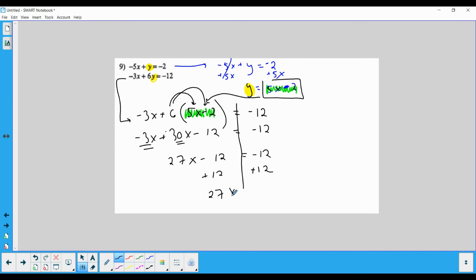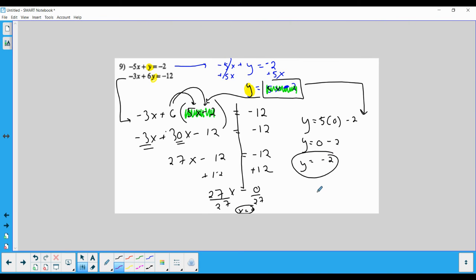I did this problem earlier. That's why I knew I had made a mistake. And so -12 plus 12 is 0. And I'm going to divide both sides by 27, and I get x equals 0. And so now my last step is to find y. I'm going to take my isolated equation and plug in 0 for x. So 5 times 0 is 0, minus 2 is -2. So my final answer is 0, -2.